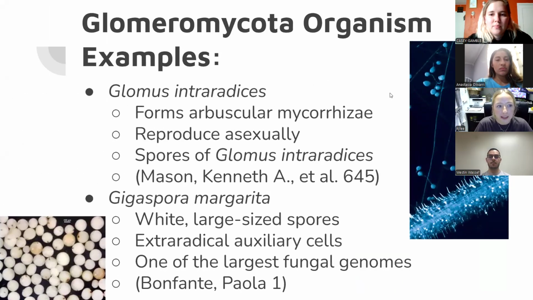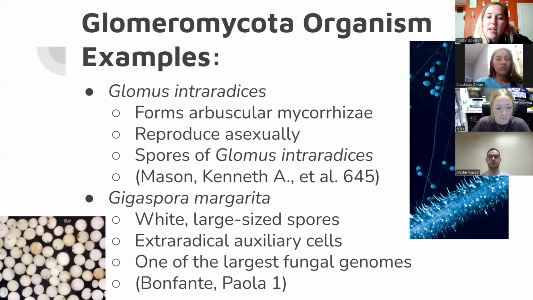One organism example of this fungi is Glomus intraradices, which forms the arbuscular mycorrhizae, that symbiotic relationship. They reproduce asexually, and they also form spores. Another example would be the Gigaspora margarita.